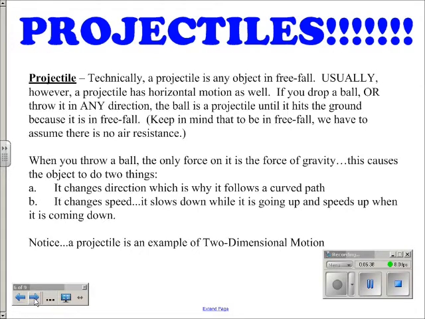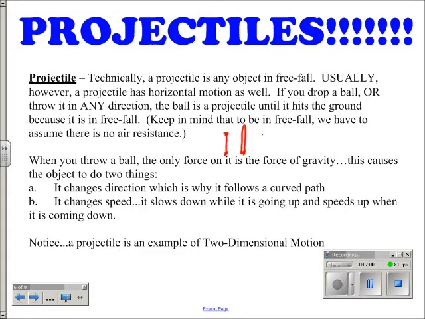If you drop a ball, it's in free fall. If you throw a ball straight up into the air, it's in free fall. If you throw it straight down, it's in free fall. All right. However, usually a projectile also has some horizontal motion. So if you drop a ball or throw a ball up and let it come back down, that's a projectile. But usually a projectile has horizontal motion.